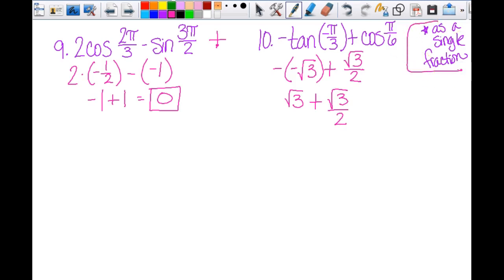So that means I need a common denominator. So this would be 2 over 2, and that's like a 1 right there. So that's going to give me a total of 3 square roots of 3 over 2. There you go. That is you evaluating these. Don't make them harder than they are.